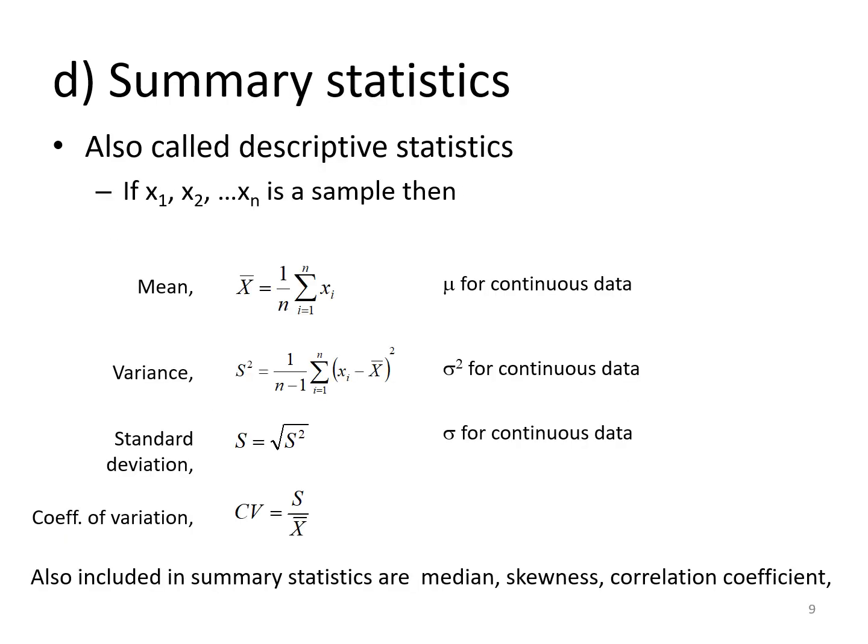Another important thing is summary statistics. You should be familiar with this kind of statistics. It is also called descriptive statistics, for example, mean or average. In statistics, sample and population, in this case continuous data, may have different symbols. That is why there are these symbols for continuous data. So: mean, variance, standard deviation, coefficient of variation. Also in hydrology or probability, we have median and skewness. You may understand this later.